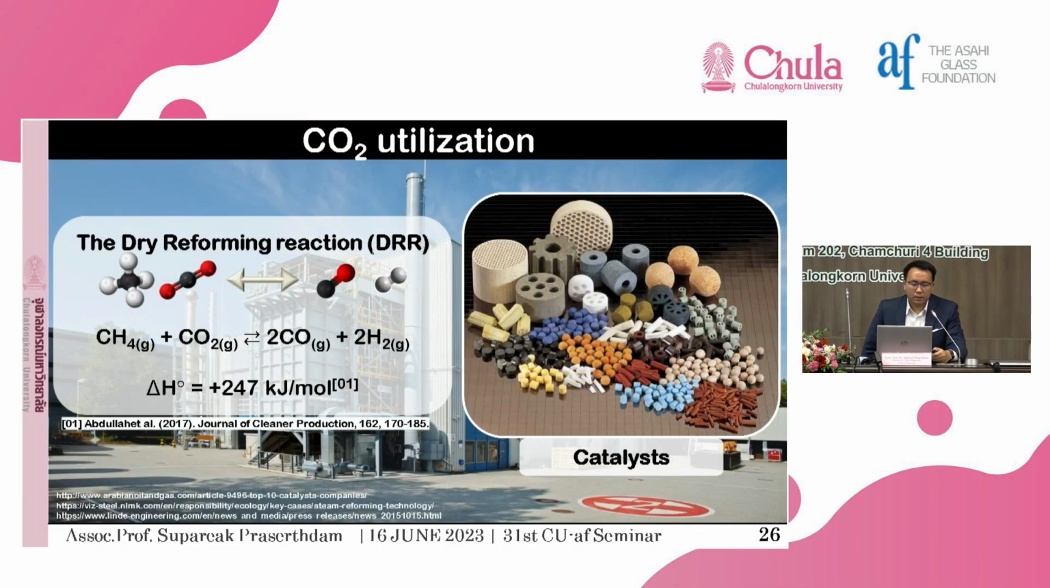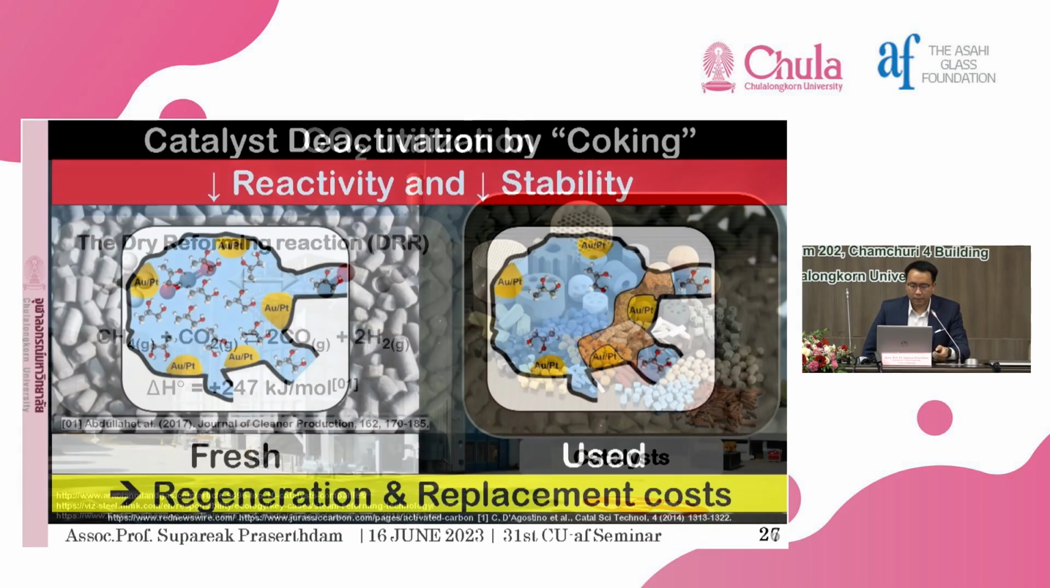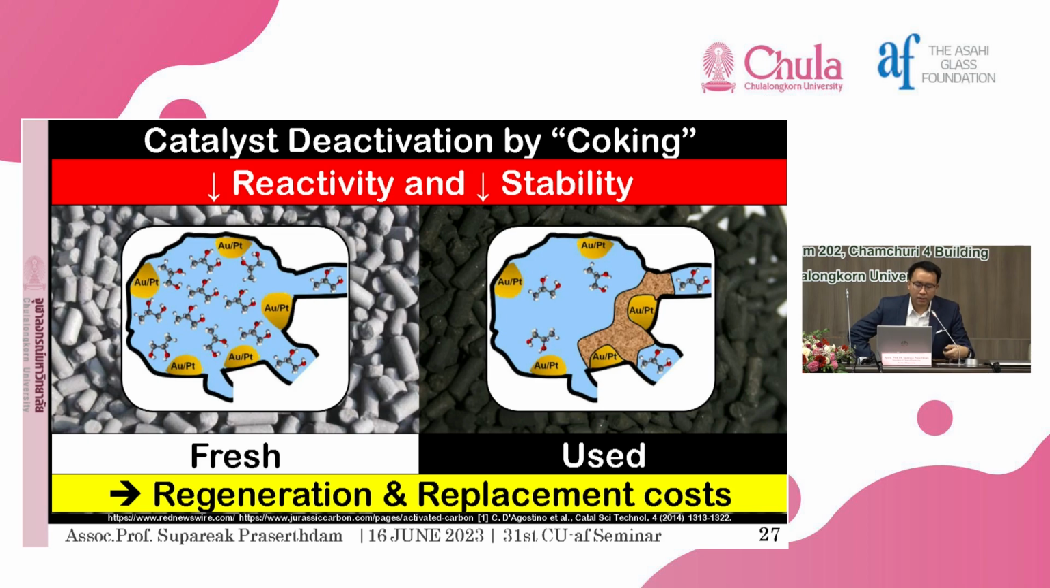One way to reduce CO2 is by the utilization of CO2. One reaction is the dry reforming reaction. It reacts greenhouse gases, which are methane and CO2, to form syngas. Now if you focus more on it, you can produce more hydrogen these days. Okay. The main problem is the deactivation of the catalyst. What we must do is get rid of this problem, because this causes the regeneration and replacement cost of the catalyst.